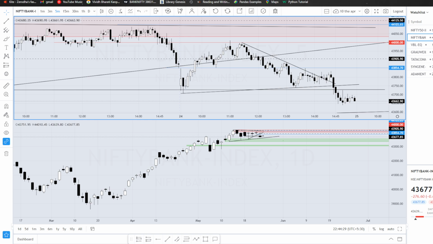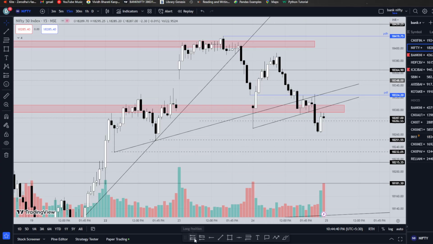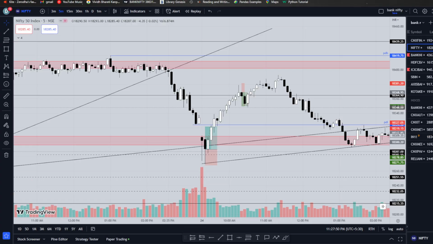With the benefit of hindsight, was your trade based on a valid setup for the market environment? So there are multiple trades which I took today. The first trade is in Nifty at the open. So this was my first trade.